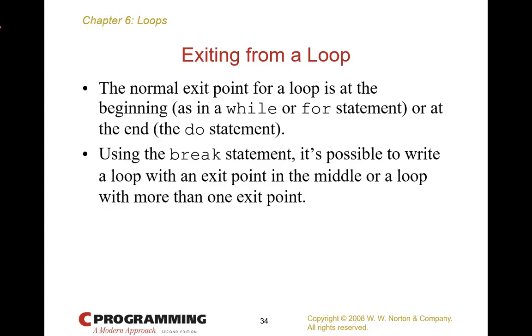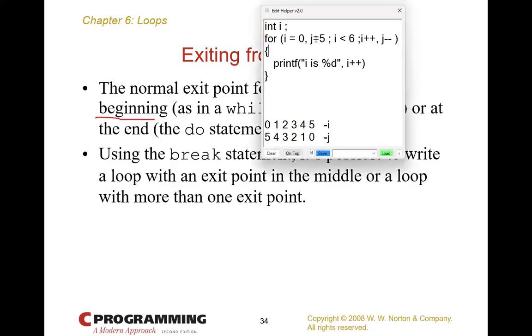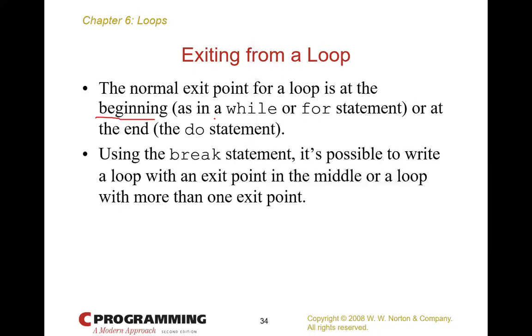Exiting from a loop. The normal exit point of a for loop is at the beginning. Why? Because it is testing. Look at our for loop again. Our for loop always tests. It comes back here to test if i is less than 6. So that means whenever this for loop is going to terminate, it's going to terminate when it is evaluating this beginning expression. That is why we say for loops always terminate at the beginning. They start at the beginning and they terminate at the beginning, as in a while or a for statement.